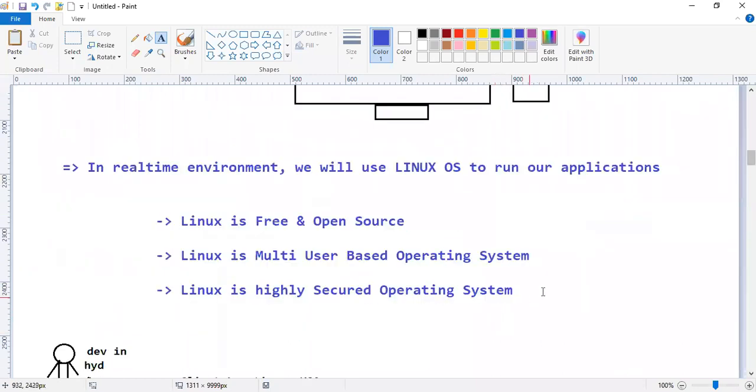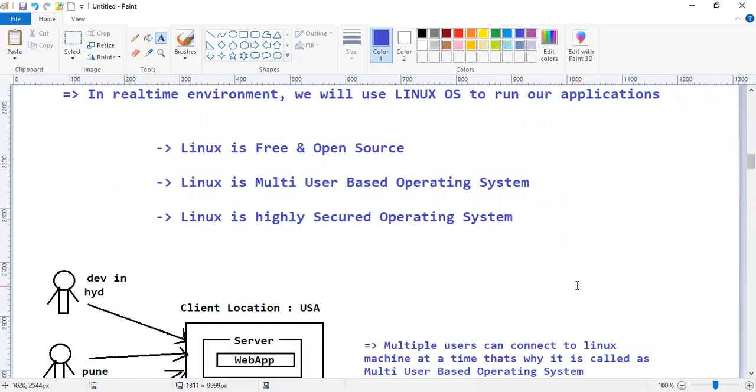Do you need to purchase the license of Linux, or is it not required? Come on.